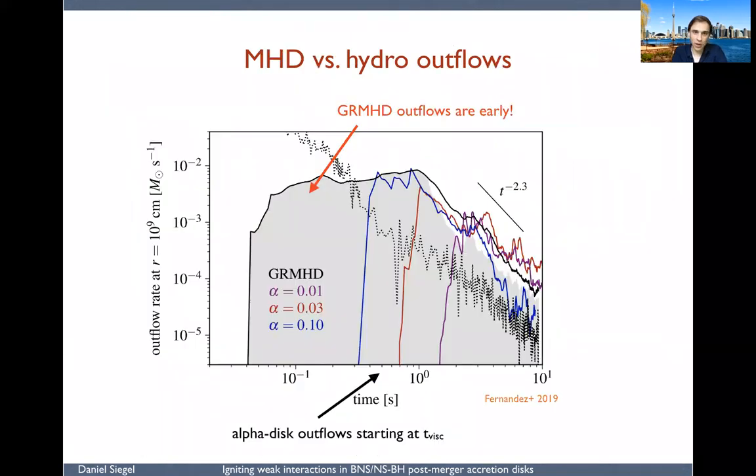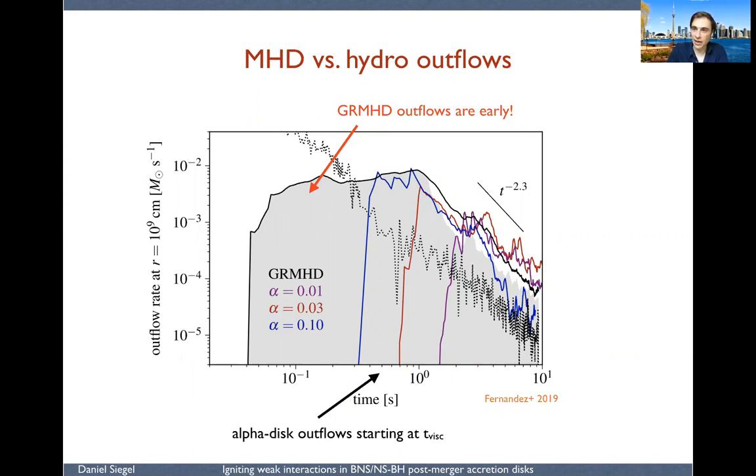Just a quick note on MHD versus hydro outflows, and to point out the caveat of these accretion disk simulations. It's very hard right now to do GRMHD simulations across the whole parameter space and over very long times, including the entire lifetime of these accretion disks. What we really include here are these early GRMHD outflows. So there's a nice comparison here done by Rodrigo Fernandez and collaborators recently, looking at these differences between hydro outflows and GRMHD outflows.